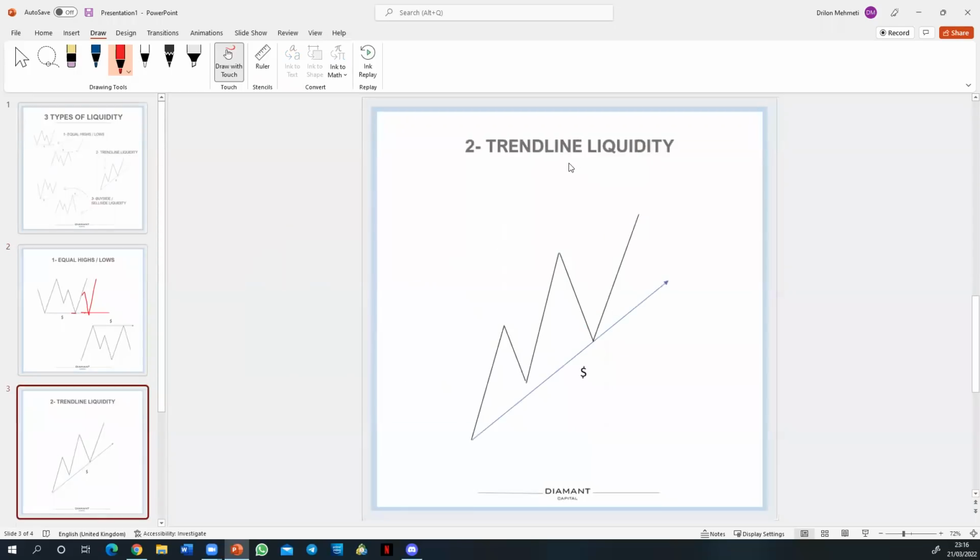Then the second type, trendline liquidity, again, self-explanatory. Whenever you're in a trend, it's going to keep rebounding like this. If it is in perfect conditions, you might get some kind of channel like this, or perhaps a wedge or a flag, whichever type of pattern.